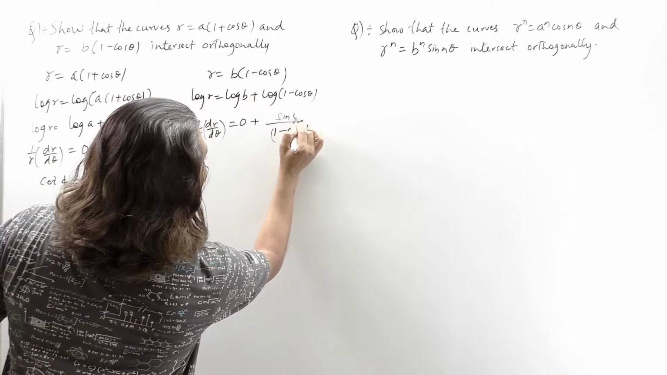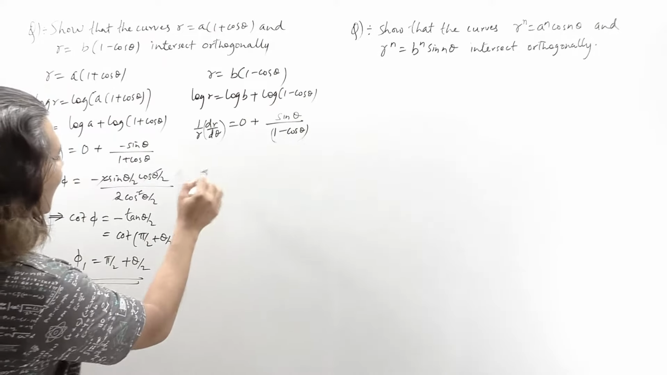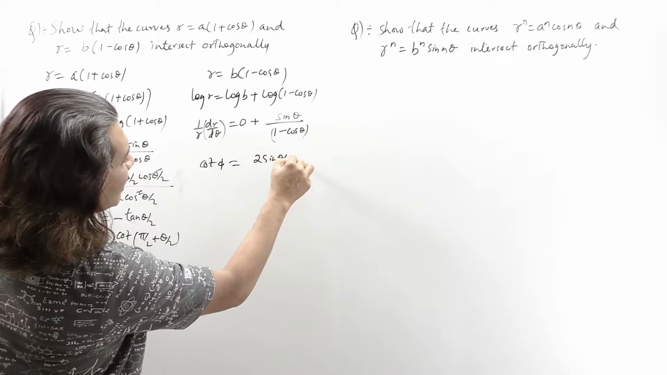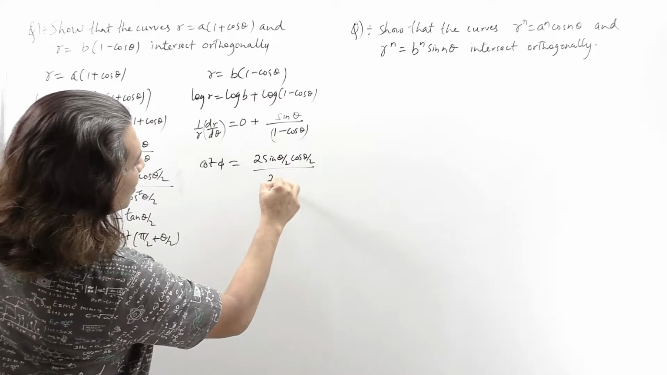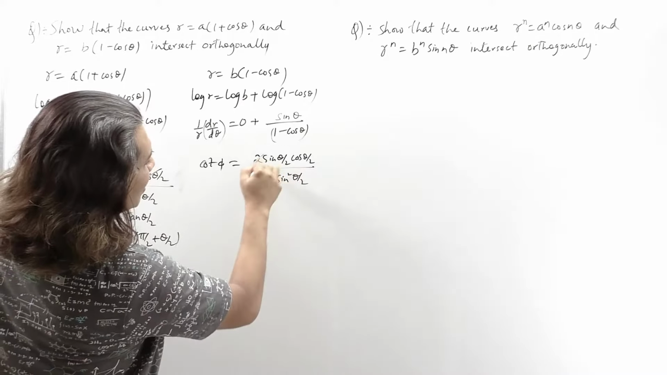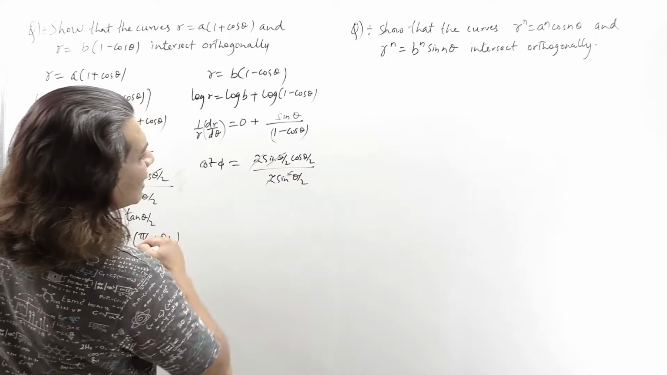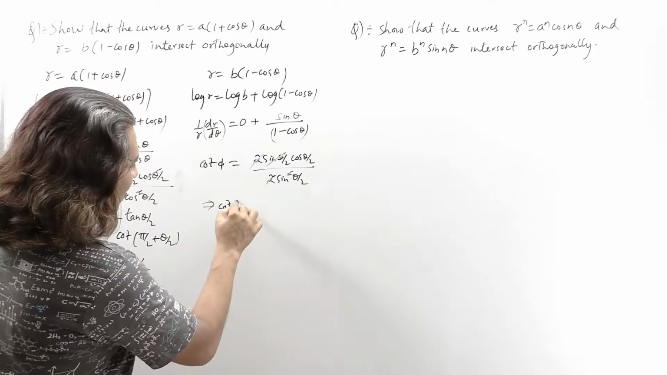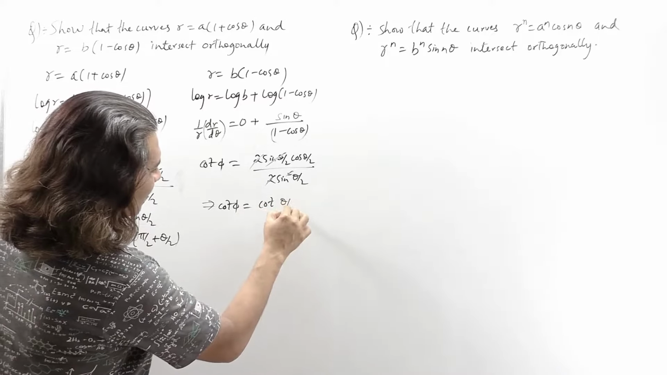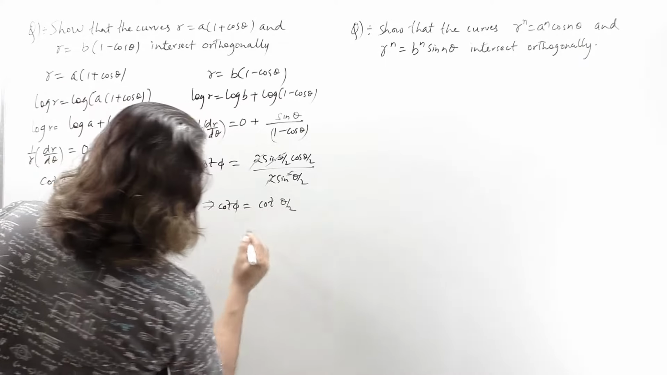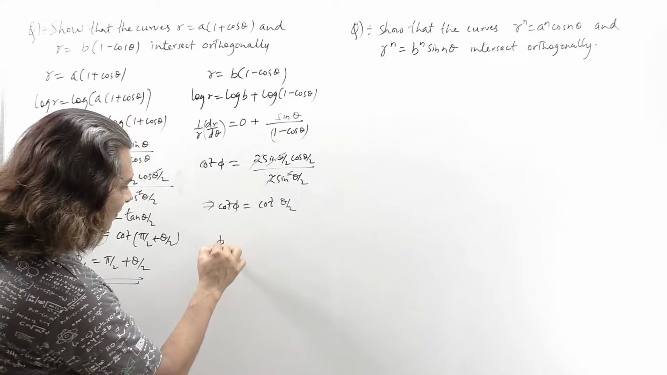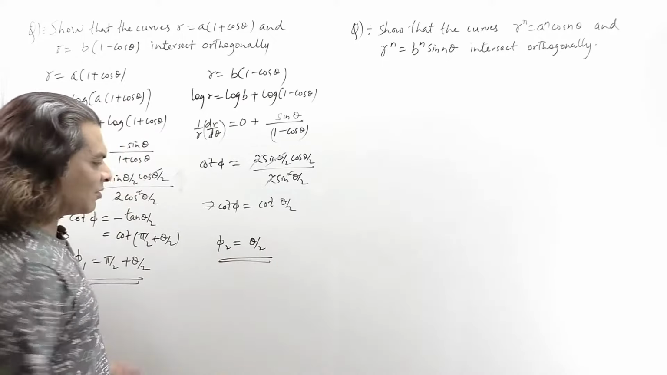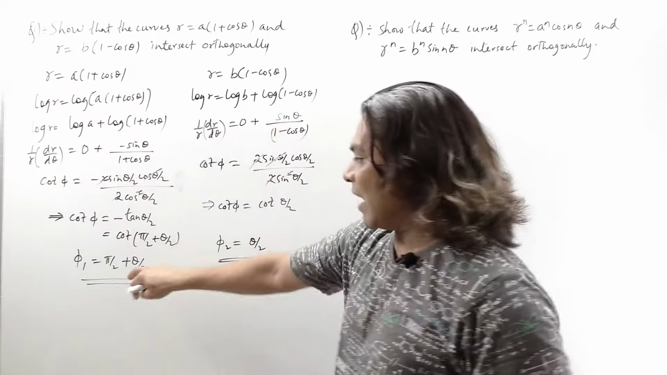So, sin theta. Okay, that implies cot phi is equal to 2 sin theta by 2 into cos of theta by 2 upon 2 sin square theta by 2. 2 cancels, sin cancels. Now, what is cos by sin? It's cot. That implies cot phi is equal to cot of theta by 2. Therefore, I will take this angle as phi 2 is equal to theta by 2. So, I have found both the angles now, phi 1 and phi 2.